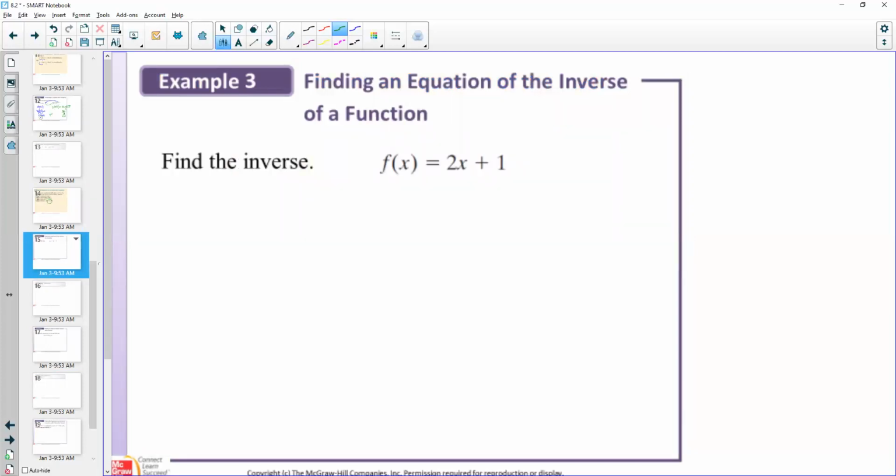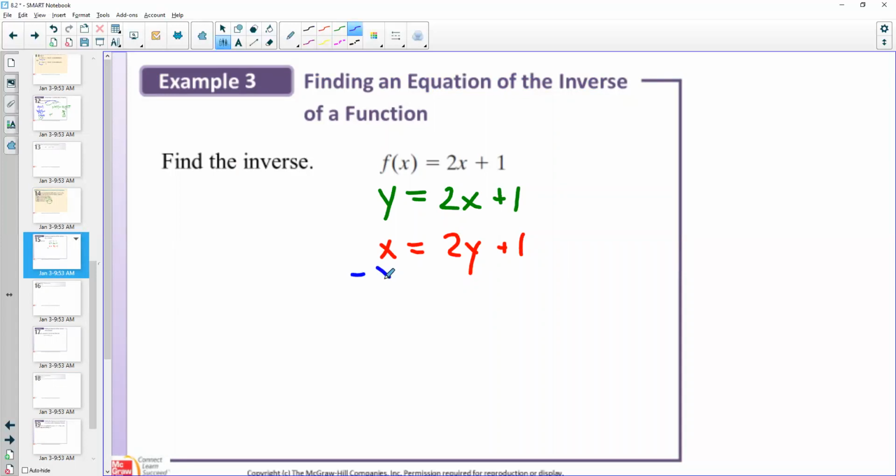All right, so first step, I'm going to rewrite f of x as y. So I'm going to get y equals 2x plus 1. The next step is to swap where x and y are with each other. If you miss a step in this process, this is the one. But what I'm going to do is I'm going to put x here, and I'm going to put y there. Now I want to solve for y, okay?